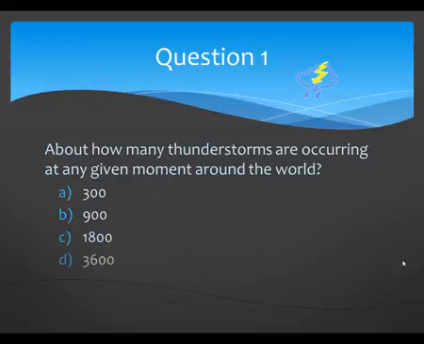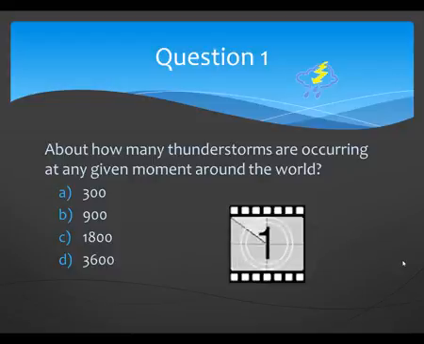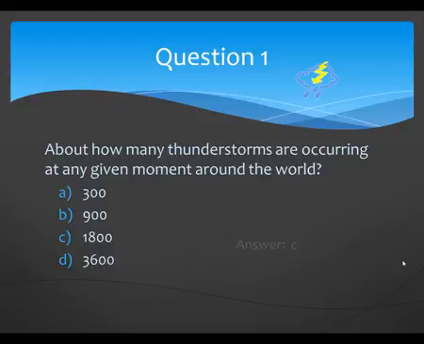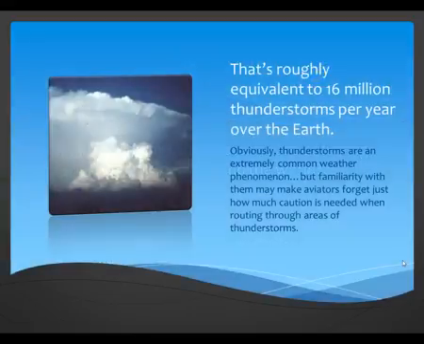About how many thunderstorms are occurring at any given moment around the world? 300, 900, 1800, or 3600? And the answer is C, 1800. That's roughly equivalent to 16 million thunderstorms per year over the Earth. Obviously, thunderstorms are an extremely common weather phenomenon, but familiarity with them may make aviators forget just how much caution is needed when routing through an area of thunderstorms.